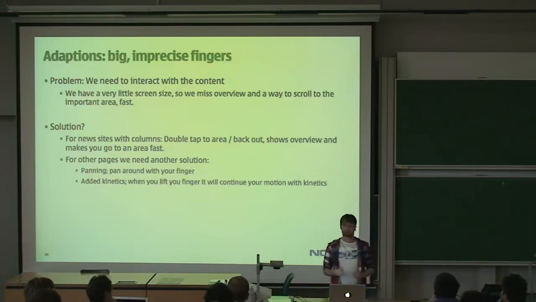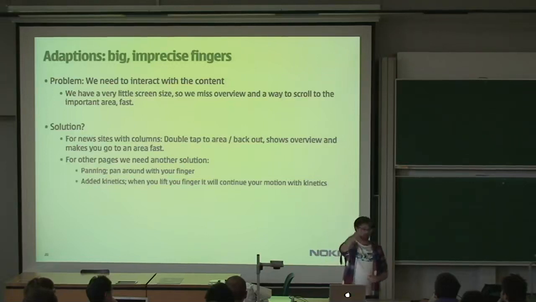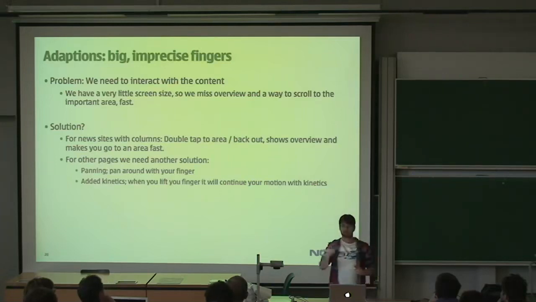Still, it doesn't solve everything, and there are pages that don't even have zoomable areas. Maybe just text. So we wanted to be able to pan around fast too. You can pan around with your finger, like on Android or the iPhone, but also if you pan on a bigger area with a little force, it will start doing some kinetic scrolling, making it scroll faster, so you can easily get to the content you want to see.